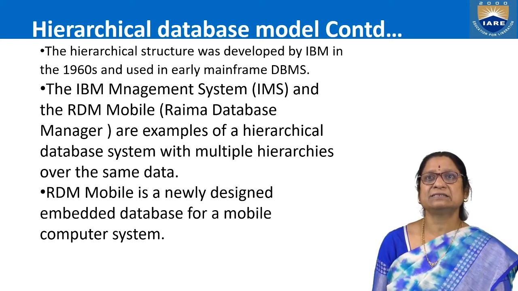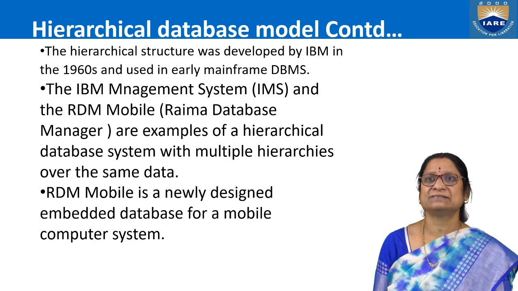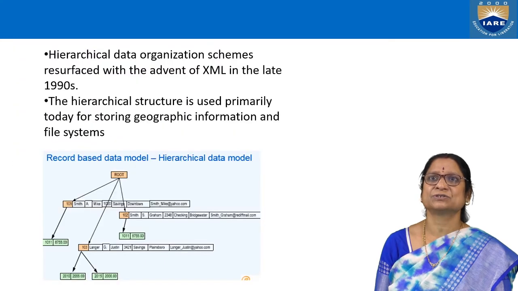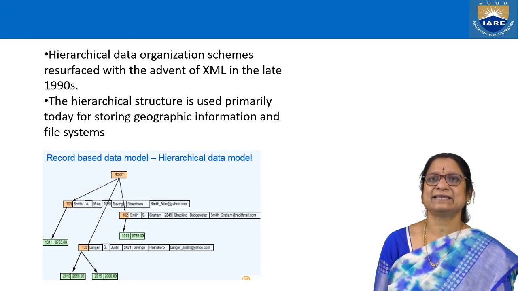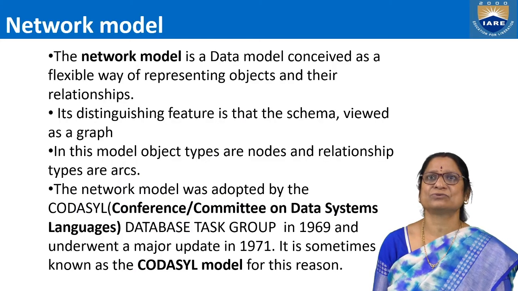So even though hierarchical database management systems were not used for our applications after the 70s, because of the XML invention, this database management system came into the picture again to access data in a hierarchical manner. So an example was given to you, a record-based data model. The hierarchical data model was shown to you, which consists of a root. From the root, employees are connected. From each employee, green color records are connected. It looks just like a tree structure, which we know from data structures also.